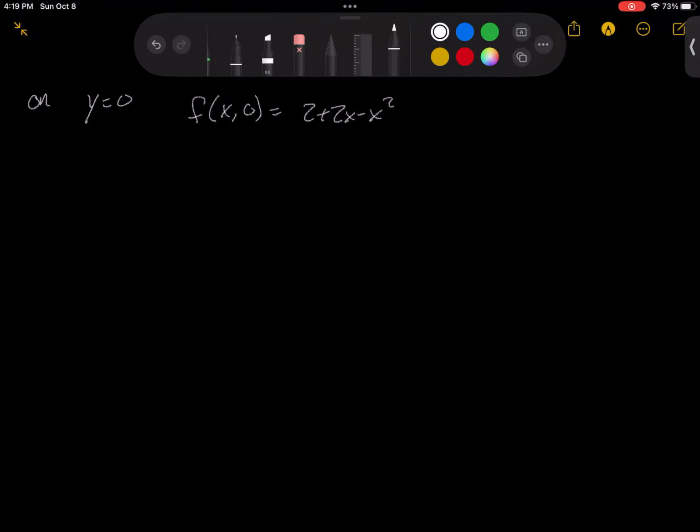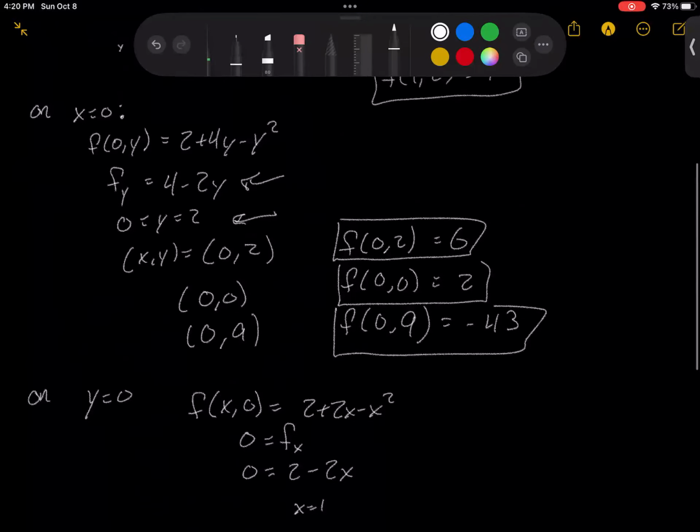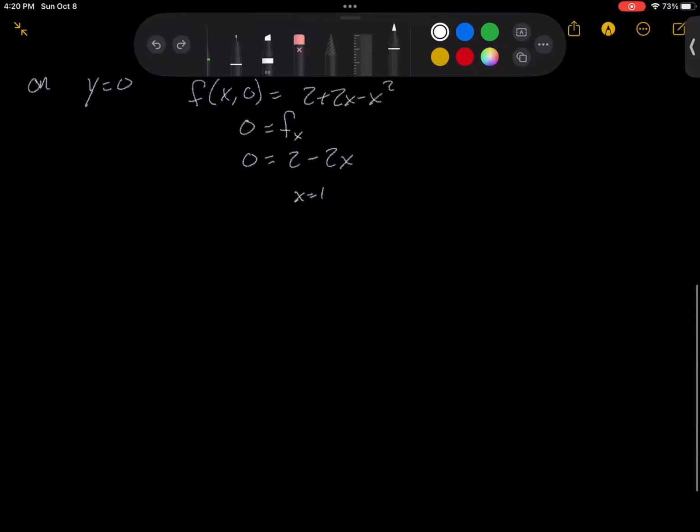So this function can have extrema at interior points when the derivative is 0 or does not exist. It's always going to exist. So when are we going to get a 0 derivative? Of course, it's the same thing because it's the same function. Okay, so when x is equal to 1, this means that we need to look at the interior point when x is 1 and y is 0.